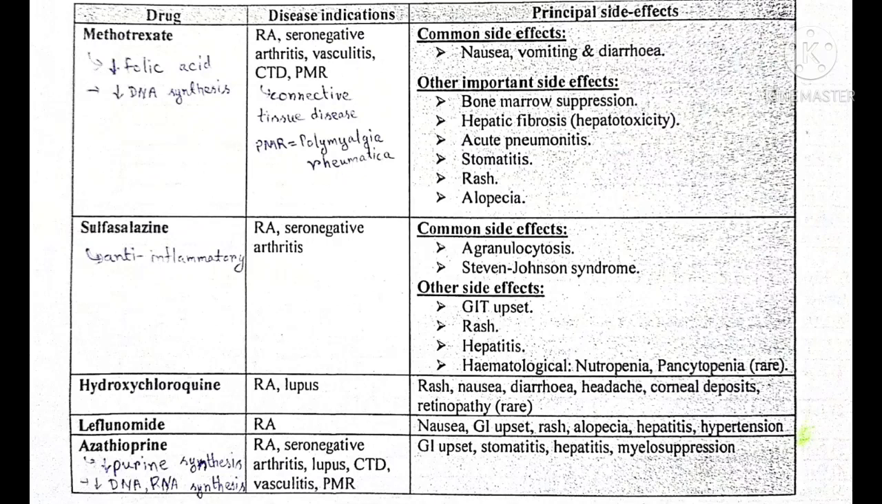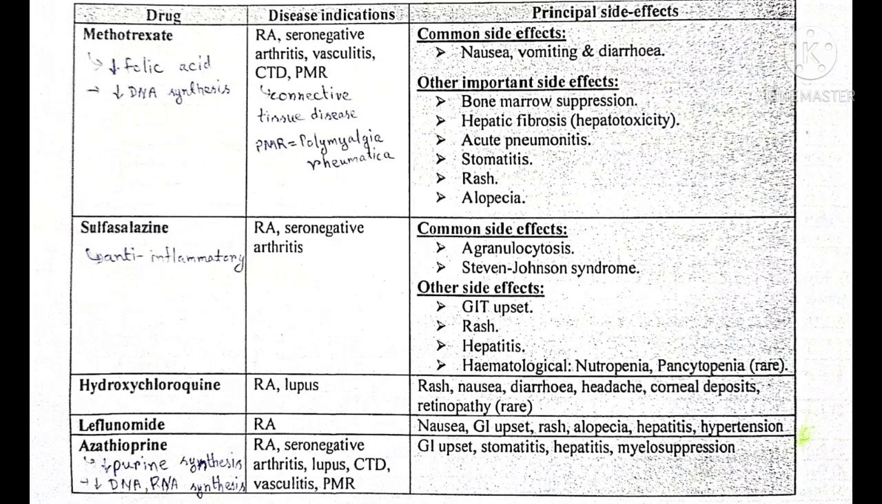Sulfasalazine, which is an anti-inflammatory drug, is also used, and its indications are rheumatoid arthritis, seronegative arthritis. Its common side effects are agranulocytosis, Stevens-Johnson syndrome. Other side effects are GIT upset, rash, hepatitis, and hematological are neutropenia and pancytopenia.